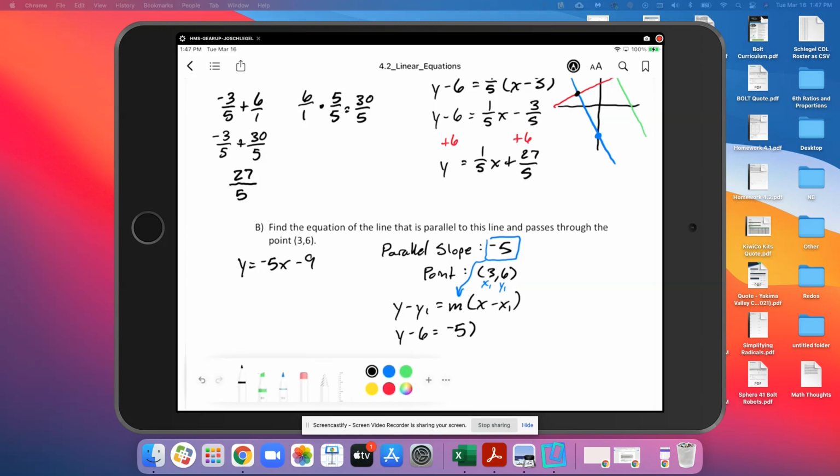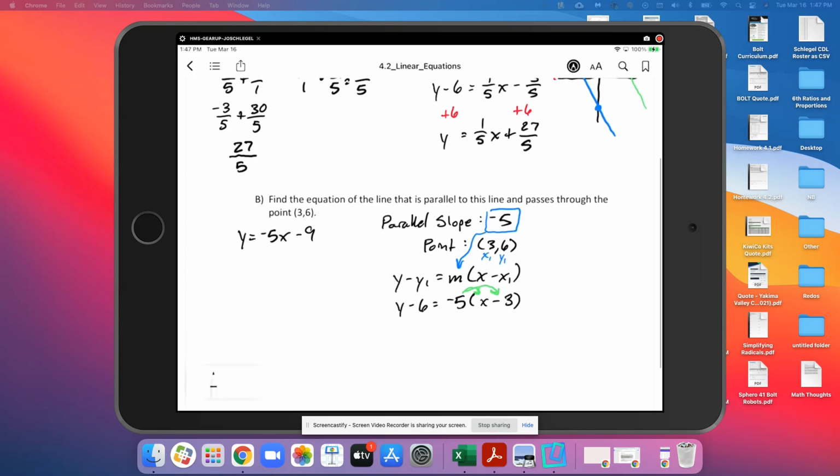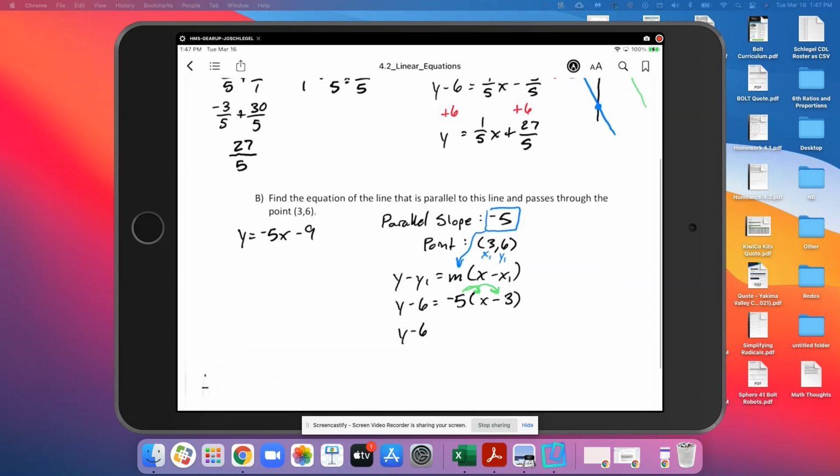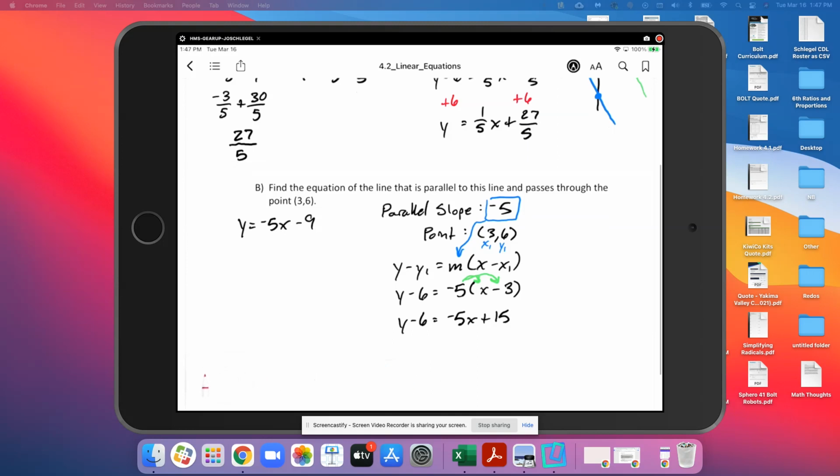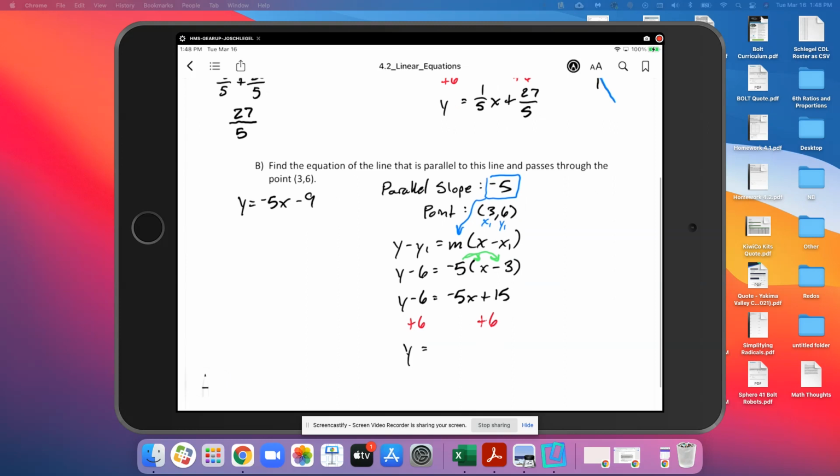Just do my parentheses backwards. Can you tell I'm getting tired? Times x minus 3. And we'll go ahead and do our cleanup work on the right, folks. We will have our negative 5 times our x and our negative 5 times our negative 3. So we will have y minus 6 equals negative 5x plus 15. Finishing this thing off, folks, we are going to have plus 6 on both sides. And we end up with the equation y equals negative 5x plus 21.